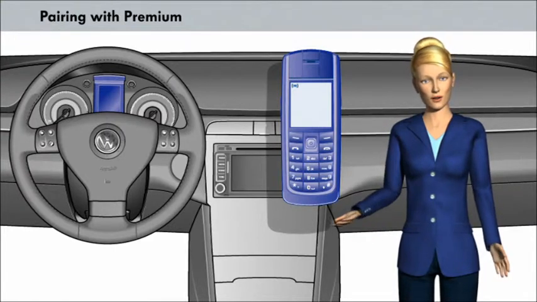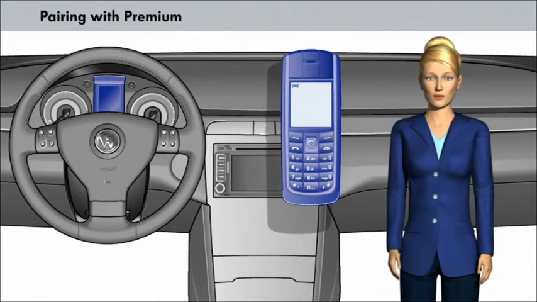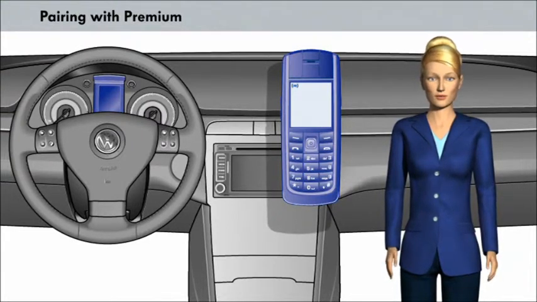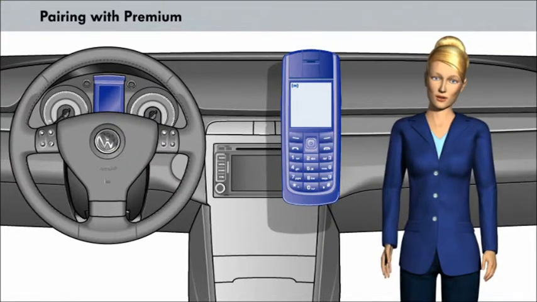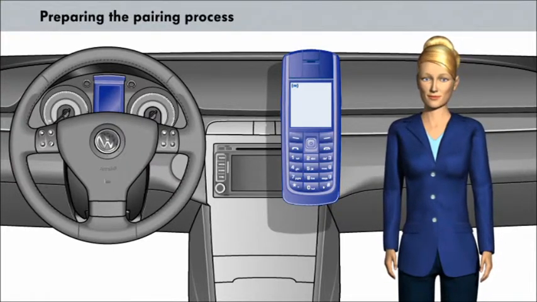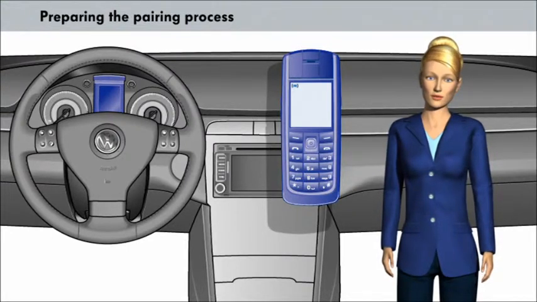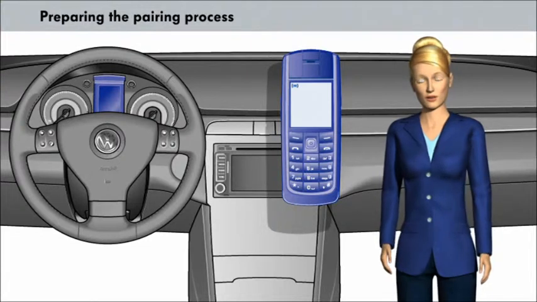You will need to carry out a pairing process before using the premium mobile telephone provision. This can, for safety reasons, only be carried out when the vehicle is stationary. This is how you pair the mobile telephone with the premium mobile telephone provision.